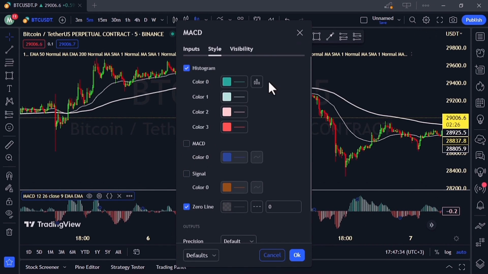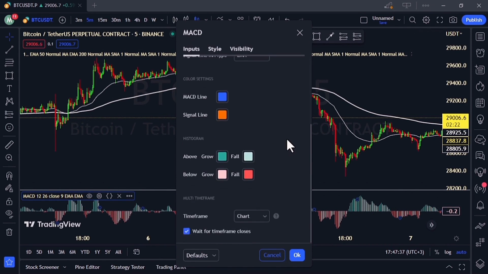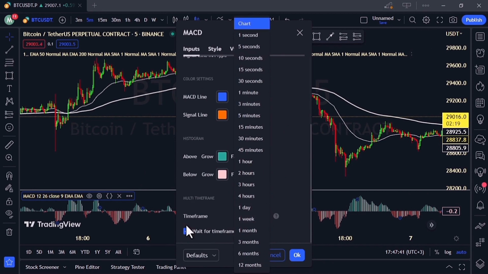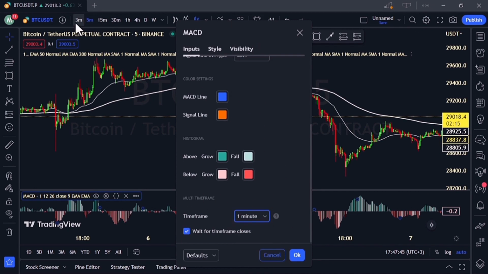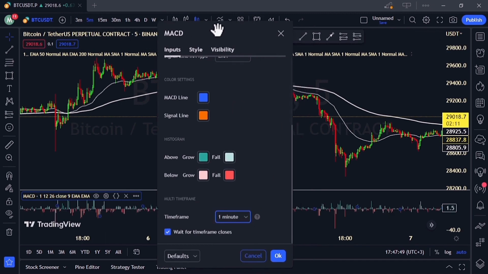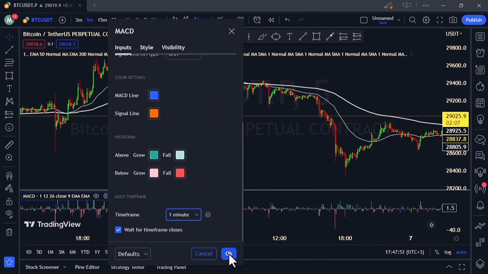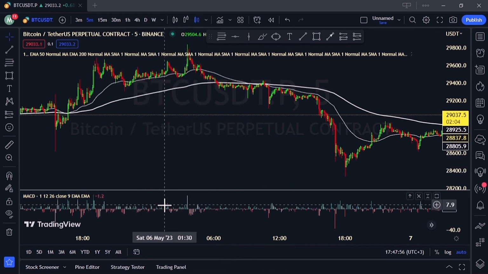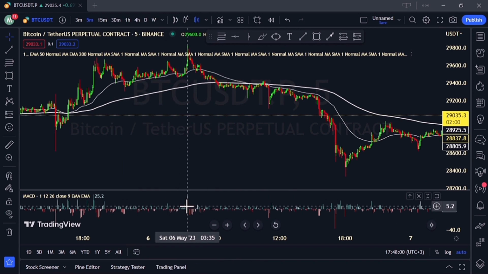So let's bring the MACD on the chart and go to the setting. We don't need the signal on the MACD line, and let's go to inputs, and I'm going to scroll down, change the chart time frame to 1 minute. I am on 5-minute BTC to USDT, but I'm going to change the MACD setting to 1 minute.